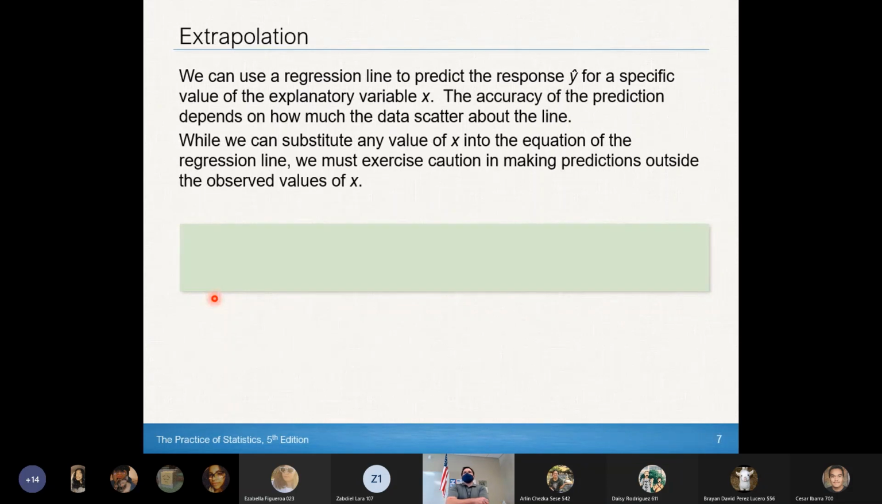The accuracy of the prediction depends on how much the data scatter about the line. While we can substitute any value of x into the equation of the regression line, we must exercise caution in making predictions outside the observed values of x, which means it's safer to limit yourself to making predictions within the range of the values of x from your sample data.